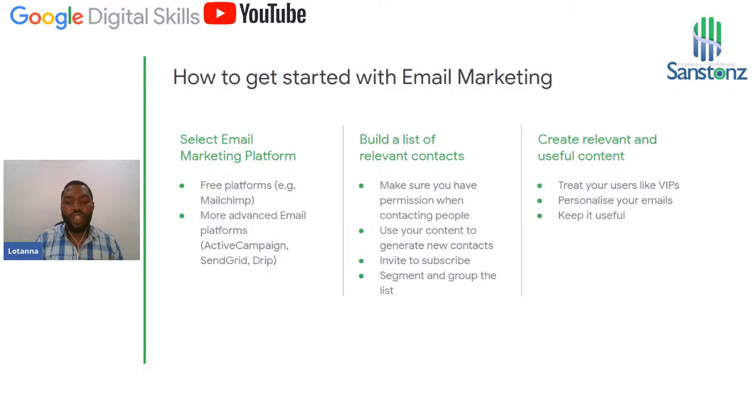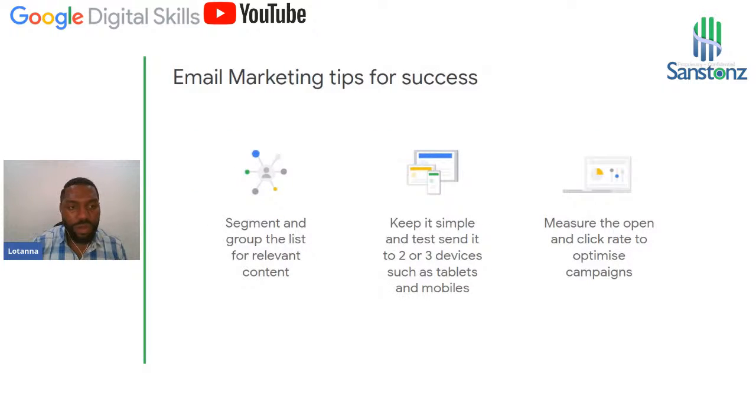And then keep it useful. Keep your content very, very useful. So, email marketing tips for success. Segment and group the list for relevant contents. These are the tips for successful email marketing. Segment and group the list for relevant contents.